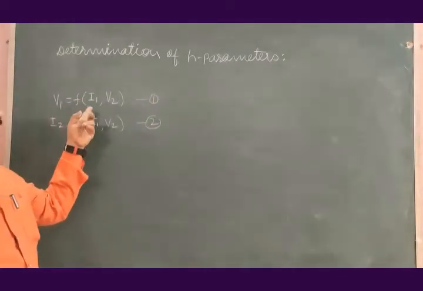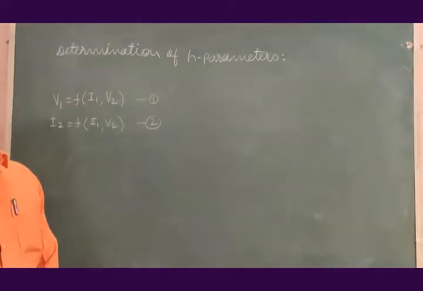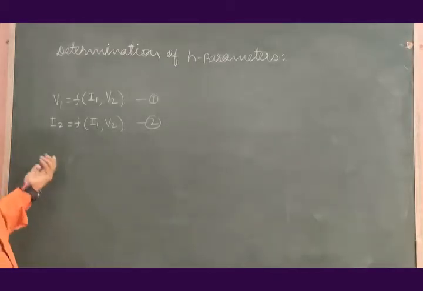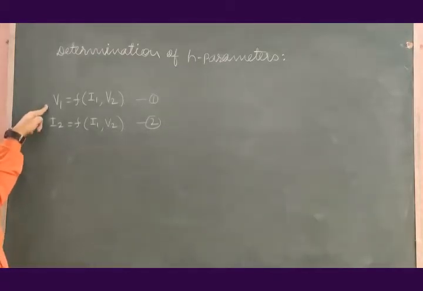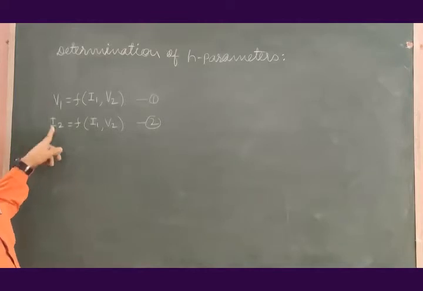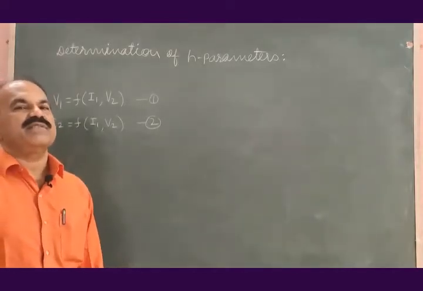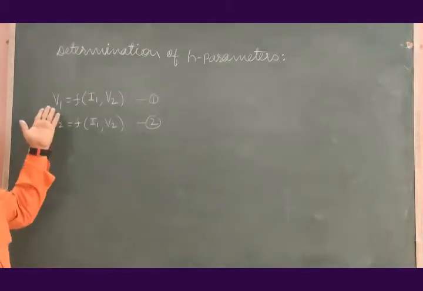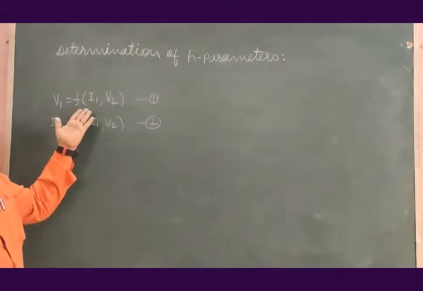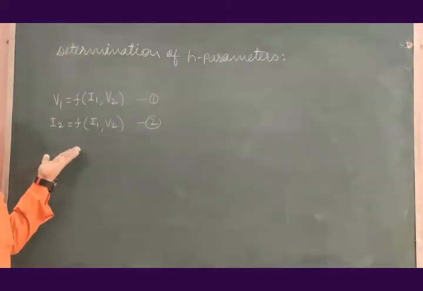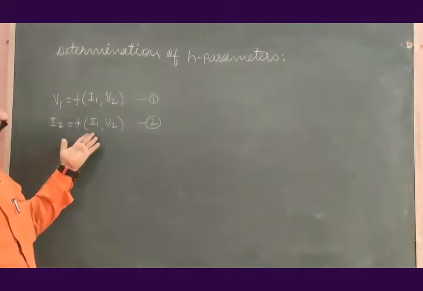Input current I1 and output voltage V2, these two are taken as independent variables, and input voltage V1 and output current I2, these two are taken as dependent variables, and therefore V1 is defined as some function of I1 and V2, and I2 is also defined as some function of I1 and V2.